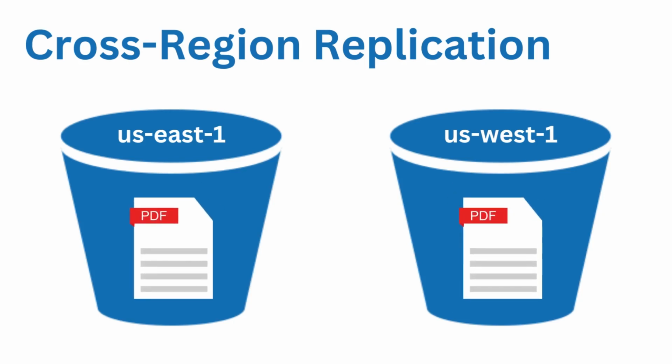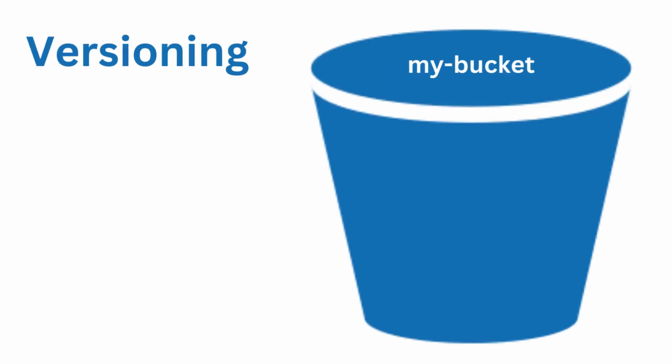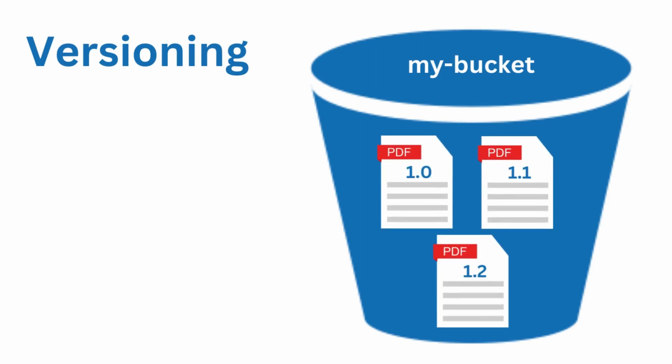S3 provides a feature called cross-region replication, which allows you to automatically replicate your data from one S3 bucket to another in a different AWS region. This can help you protect your data against regional disasters, such as natural disasters or network outages. S3 provides a versioning feature, which allows you to keep multiple versions of your objects in the same bucket. This can help you recover from accidental deletions or modifications of your data.